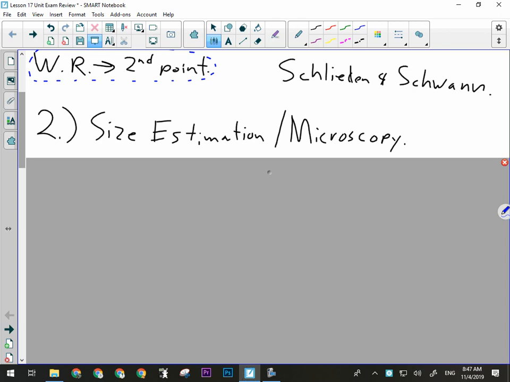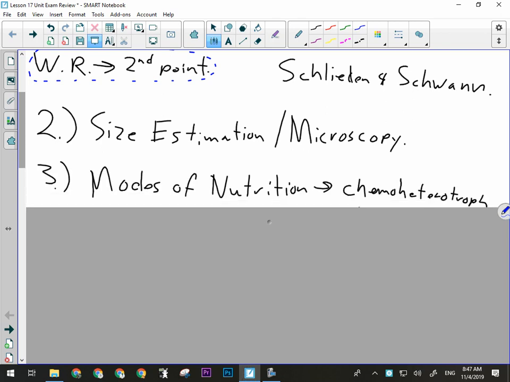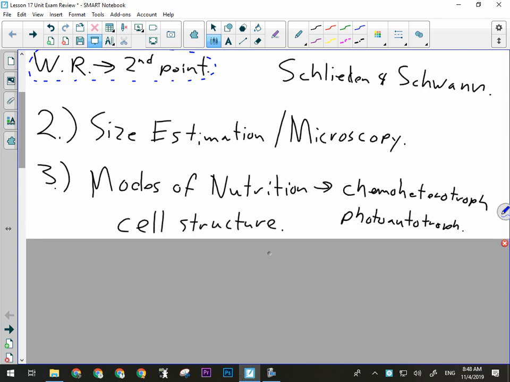So, modes of nutrition. You got to know those. There could be some multiple choice stuff about those, but it's also something you could work into some of the written response items. When you're talking about specialization, multicellular organisms, looking at modes of nutrition is probably something you can work into some of your answers, knowing what a chemoheterotroph and a photoautotroph are, and how the structure of their cells differ. Why?